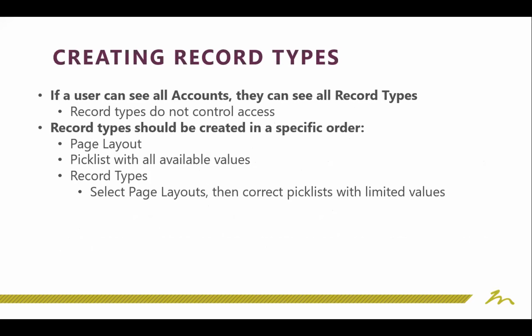So another couple of pieces about creating record types. If a user can see all accounts, they can see all record types. So record types do not control access, they just control what you see. And they should be created in this specific order. First you create the page layout, then you create the pick lists with all available values, and then you create the record type, so you can assign the page layout and the pick list to it. That's the process you need to follow.